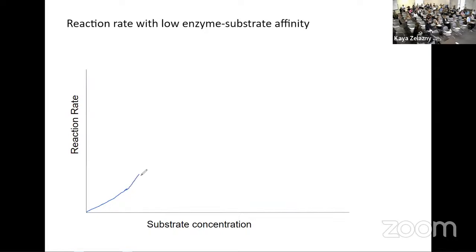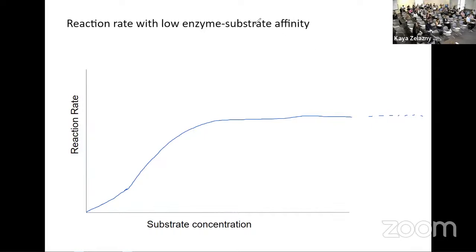So this curve, with a given enzyme, we're starting with a low enzyme substrate affinity. We're going to have a line, let's say like this. As the substrate concentration increases, the reaction rate increases. So if you have more of your reactant, you end up with more of your product. This reaction is going faster for a while, but eventually you hit a maximum rate. So that's what we have here. It's the maximum rate of this reaction for this substrate with a low enzyme substrate affinity.